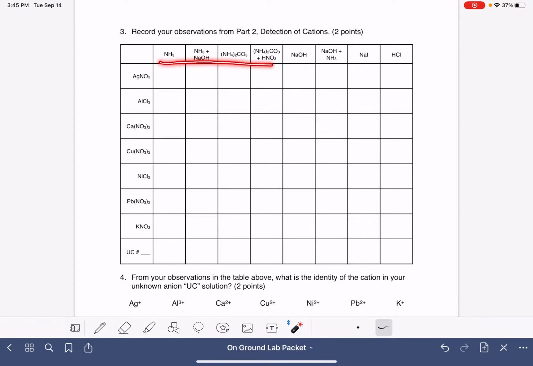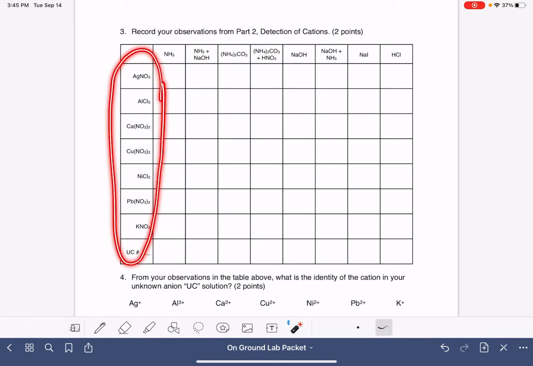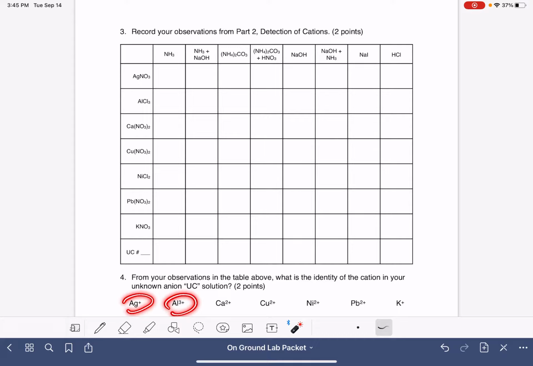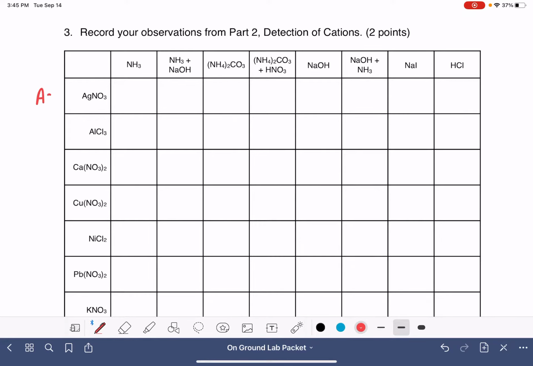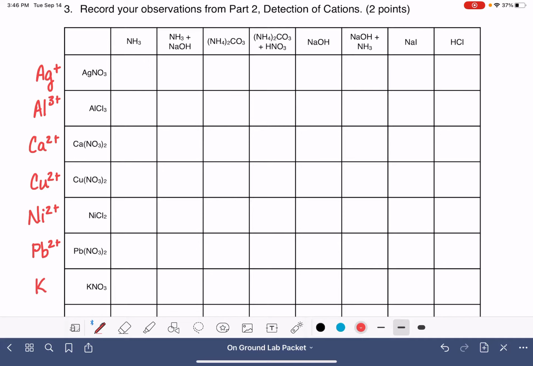Same thing: these are the solutions that you used to test, and these are all of the cations hidden in these ionic compounds. Down here are the actual cations themselves, and up here in this spot, I'm just going to write the actual cations. AgNO3, that's a source of Ag+. Then we have aluminum, Al3+, calcium, Ca2+, copper(II), which is Cu2+, nickel(II), which is Ni2+, lead(II), which is Pb2+, and potassium. And again, you can ignore these full ionic compounds and just focus on the cation.